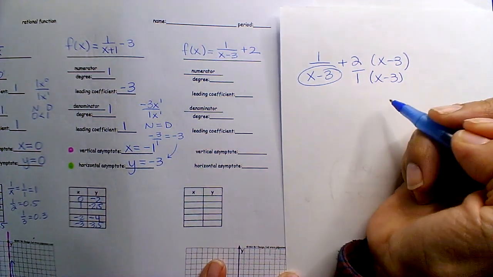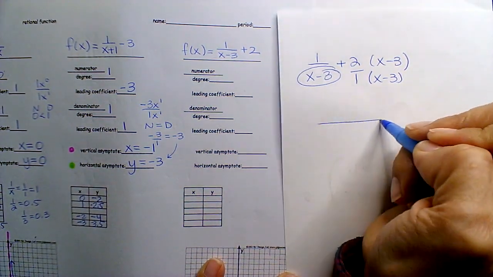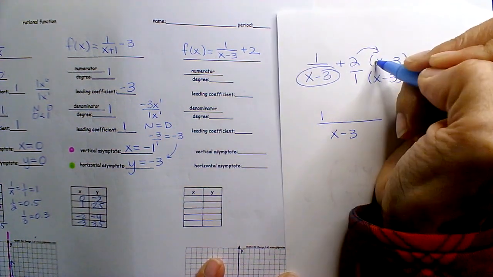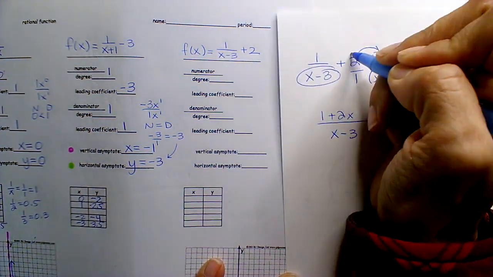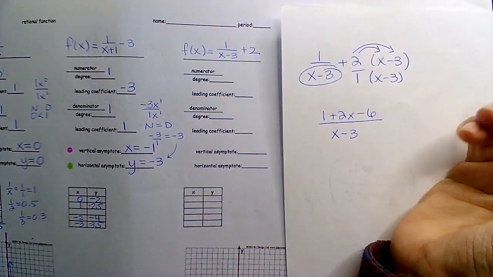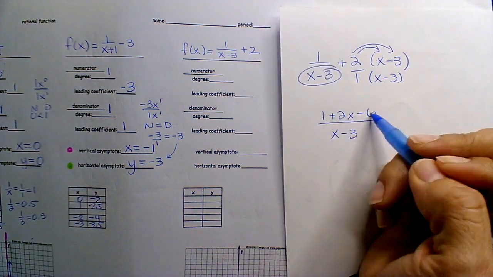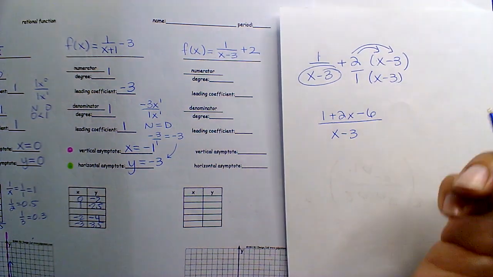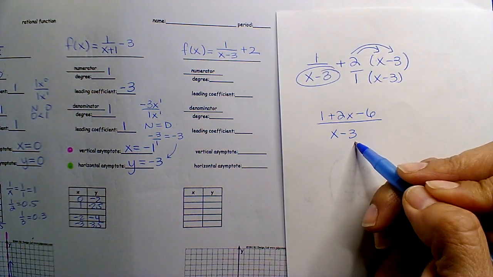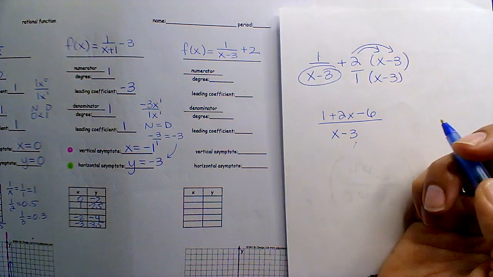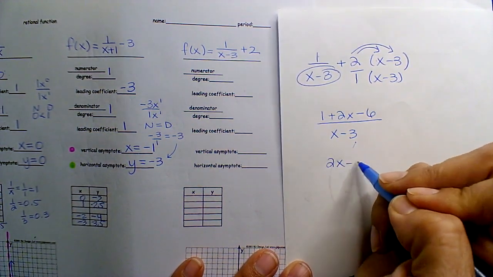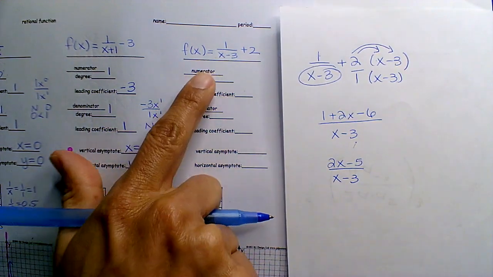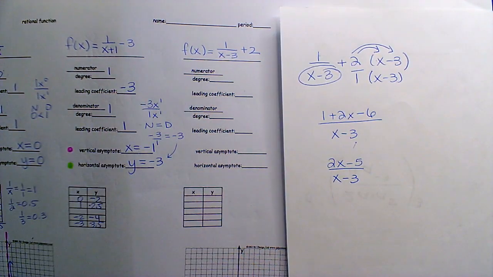And so I get 2 times x is 2x, and 2 times negative 3 is negative 6. And so when you combine your numerators, 1 plus 2x minus 6, right? And then the x minus 3 only gets written once because that's my common denominator. Then I end up with 2x minus 5 over x minus 3. So this is the rewrite to the one term.